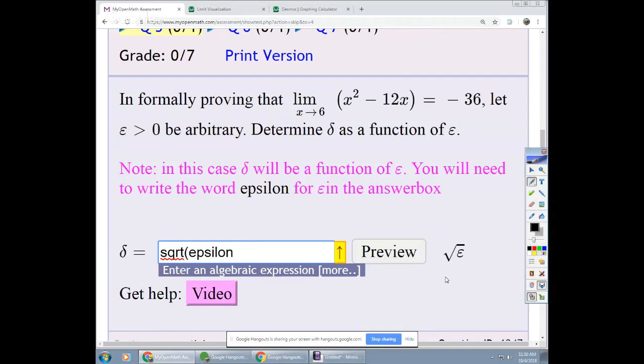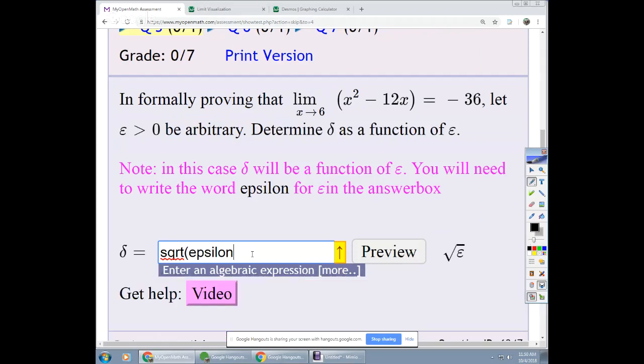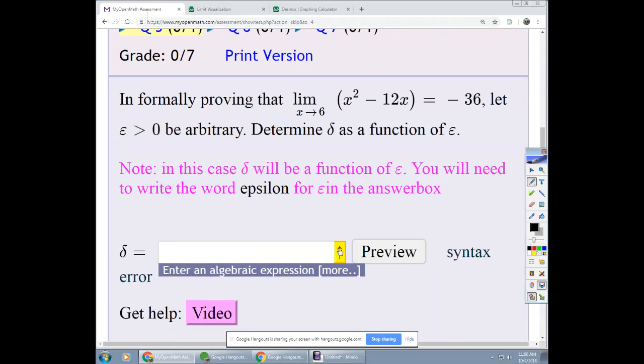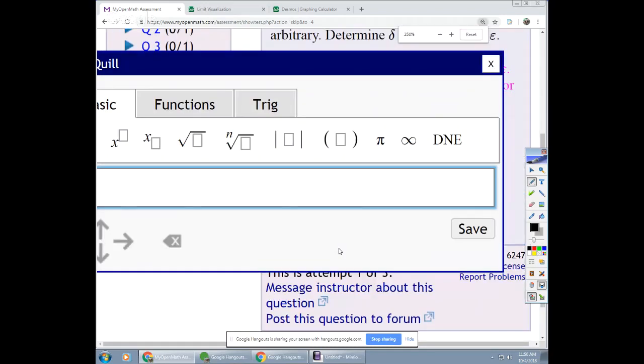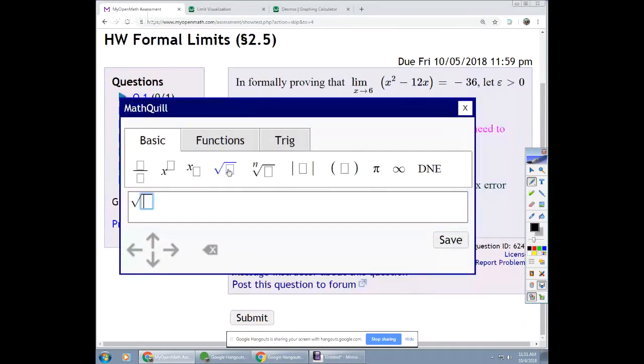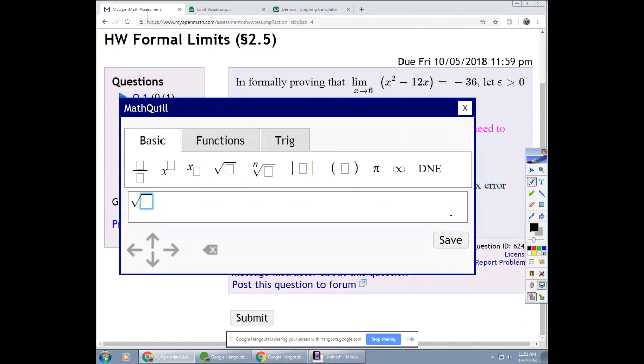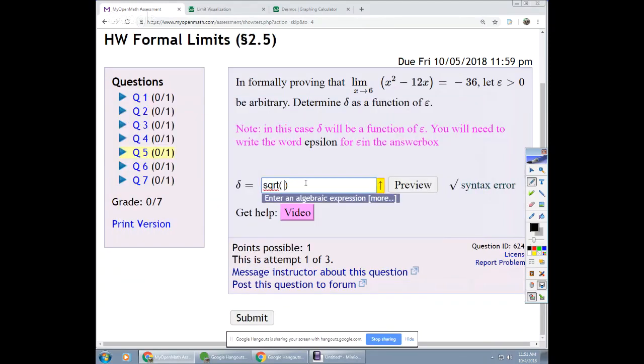Notice before the parentheses, it gave me, you have a syntax error on matching parentheses. So it's giving me tips. If you're not sure, hit the arrow, zoom out a little. And then I want the square root symbol. And do you have any epsilons hiding up there? No. Damn, it's not in there. I still got to type epsilon. I was hoping it was in there. Okay, so I'm going to save that and just type epsilon.